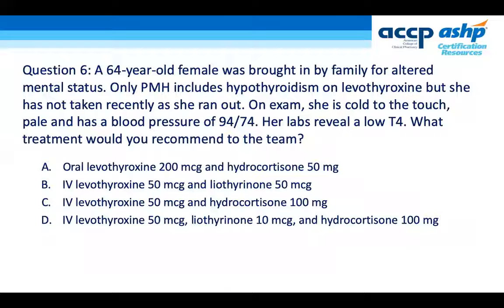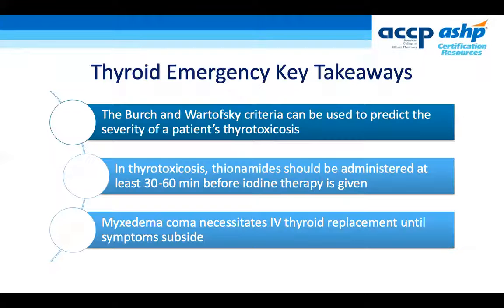So for question 6, we have a 64-year-old female who was brought in by family for altered mental status. Only past medical history includes hypothyroidism on levothyroxine. She has not taken it recently as she ran out. On exam, she is cold to the touch, pale, and has a blood pressure of 94/74. Her labs reveal low T4. What treatment would you recommend to the team? The answer is D, IV levothyroxine, liothyronine, and hydrocortisone.